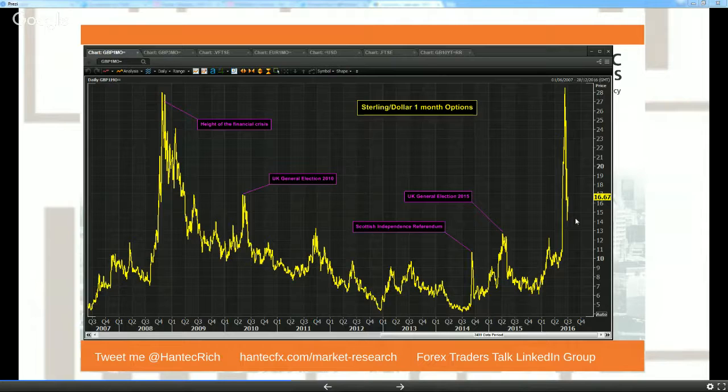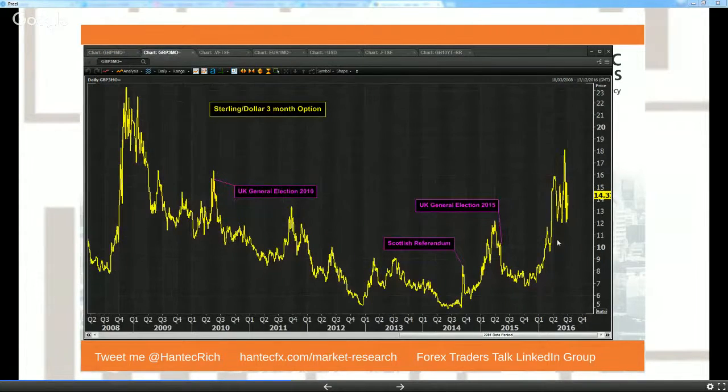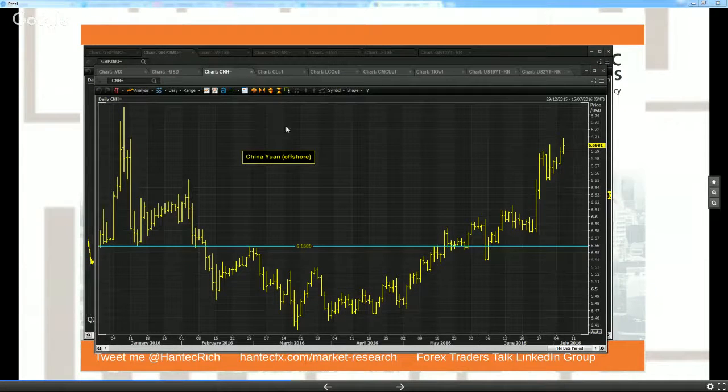And what we've seen in the last day or so is again huge moves on sterling, and that is something that the markets are still looking at. So that is sterling one-month options. Three-month options are again still elevated in terms of the volatility. Interesting that we're seeing volatility also on equity markets. Now here we have, sorry, some Chinese yuan.